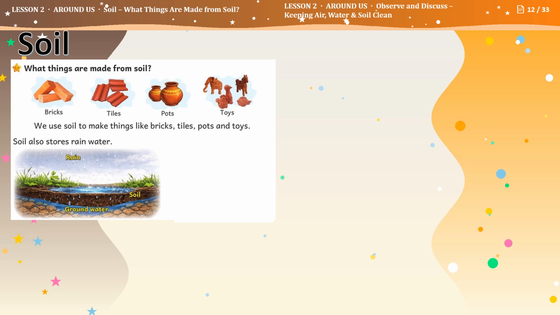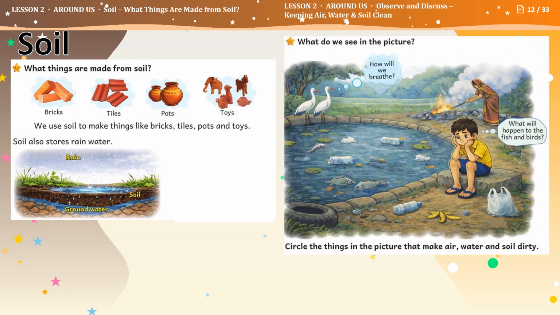So we are going to move on to soil. What are the things made from soil? Bricks, tiles, pots, toys. Now we use soil to make these things like bricks, tiles, pots and toys. And soil also stores rainwater. So whenever it rains, the rainwater goes into the soil and it converts into groundwater.